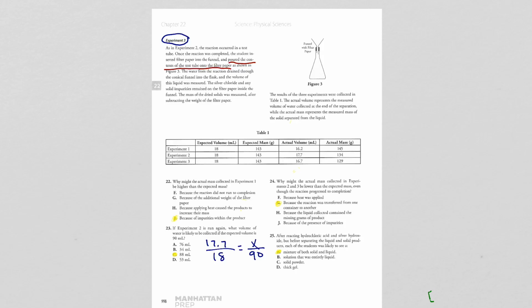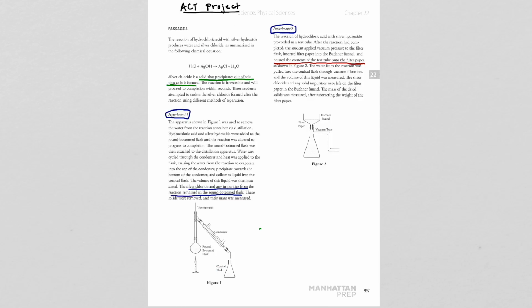Question number 25 asks, after reacting hydrochloric acid and silver hydroxide, but before separating the liquid and the solid products, each of the students was likely to see a mixture of both solid and liquid. To answer that question, we have to go back and look at the introductory paragraph. In green here, you can see that it says silver chloride is a solid that precipitates out of solution as it is formed. So the solid that precipitates out of the liquid means that that's what you're going to see. You're going to see both a solid and a liquid together.